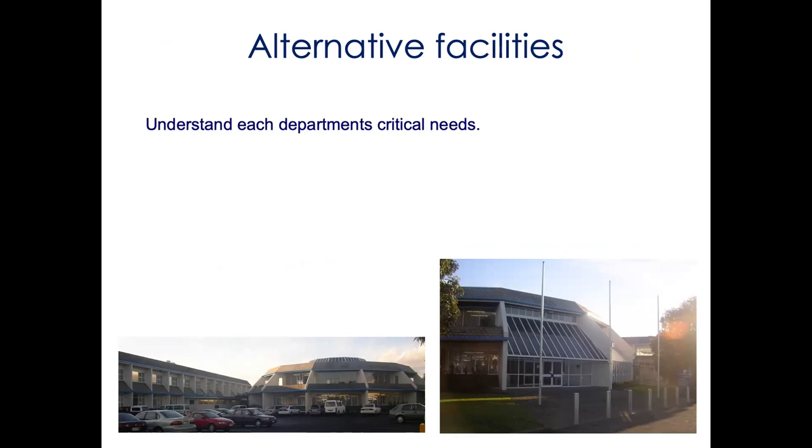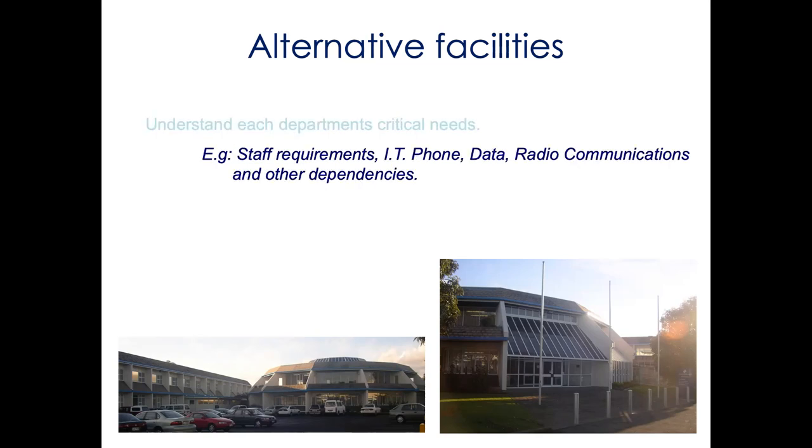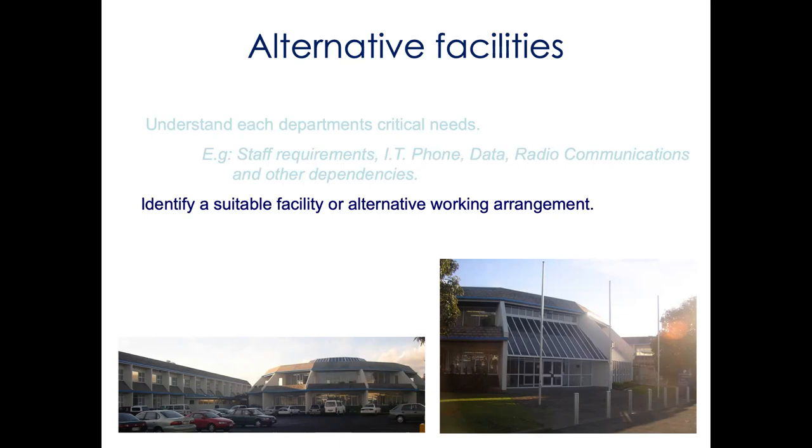So the key steps we had to go through was to understand each department's critical needs. What did they need to enable them to carry out their function? What staff do they need? What IT systems, phone systems, data connectivity, radio communications, or any other dependency? We identified a suitable facility or alternative working arrangement. So not everyone went there. Some people could work from a different location. They didn't need to be part of the same location.